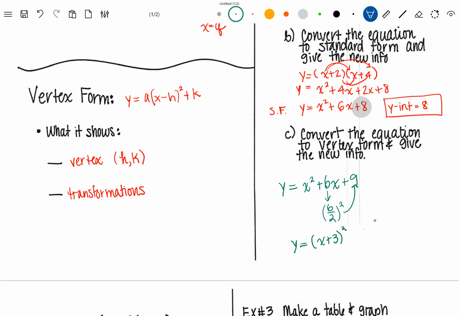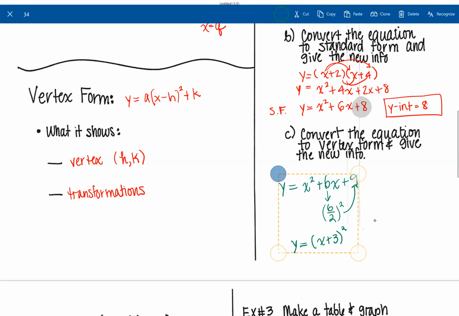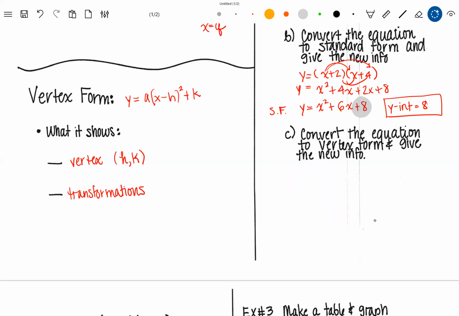So if we look at the one above, y equals x squared plus 6x plus 8, it's not a perfect square trinomial because half of 6 is 3, but 3 squared is not 8. So we need to complete the square. We've got to force it to be a perfect square trinomial.